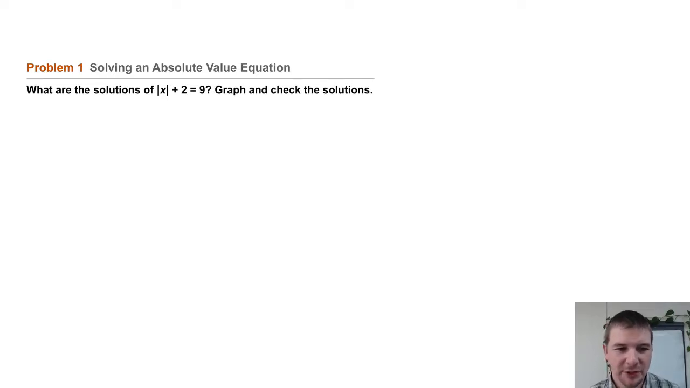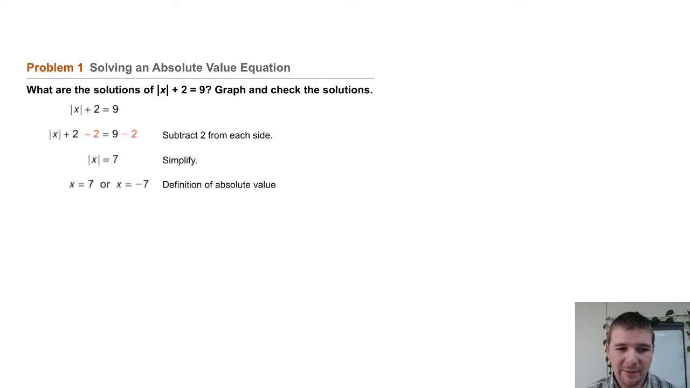Graph and check the solutions. Well, our first objective is to get the absolute value part of the expression isolated. So often in the past, we've always worked to isolate a variable. We're going to perform very similar steps, but we'll be isolating the absolute value part of the expression. So subtract 2 from each side of the equation, and we now have the absolute value of x equals 7.